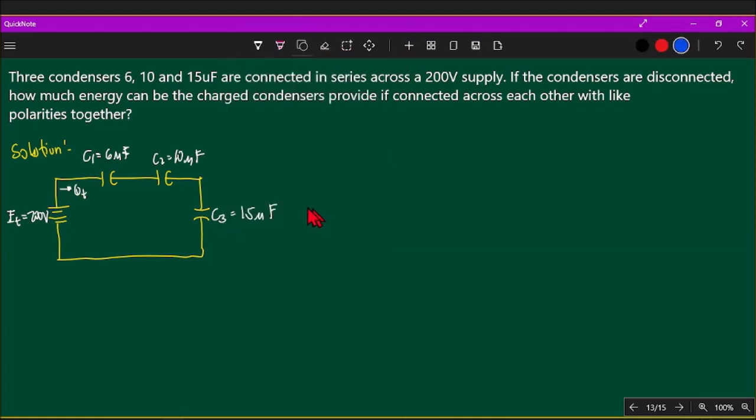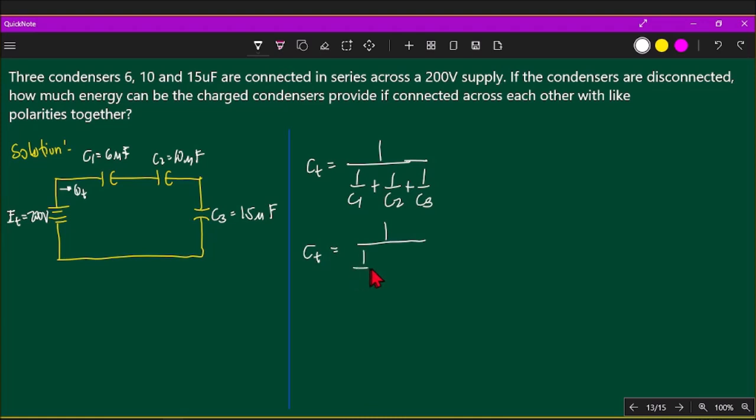So to get our total capacitance, CT, it is just equal to 1 over C1 plus 1 over C2 plus 1 over C3. So our CT is equal to 1 over 6 microfarad plus 1 over 10 microfarad plus 1 over 15 microfarad.